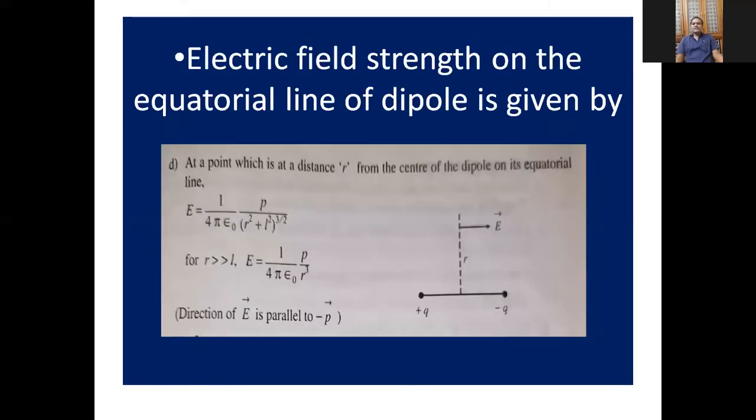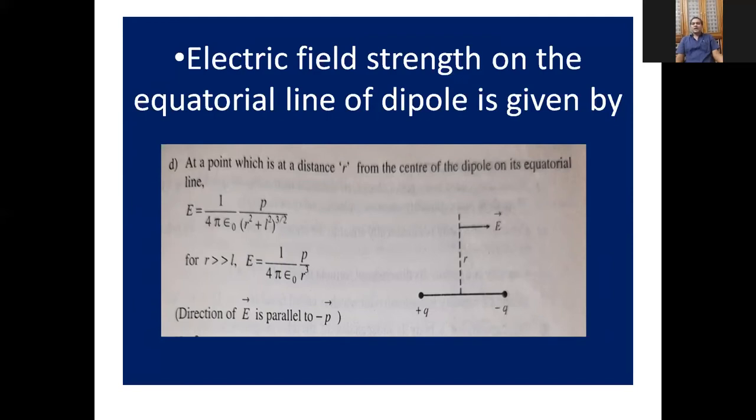Next, electric field strength on the equatorial line of an electric dipole, we derived the formula. What we got there: E equatorial equals 1 by 4 pi epsilon naught P by (r square plus l square) whole power 3 by 2. For a short dipole, E equatorial equals 1 by 4 pi epsilon naught P by r cube. Here the direction of E equatorial is parallel to the dipole axis but opposite to the dipole moment vector. That is, E equatorial bar is anti-parallel to the P bar.